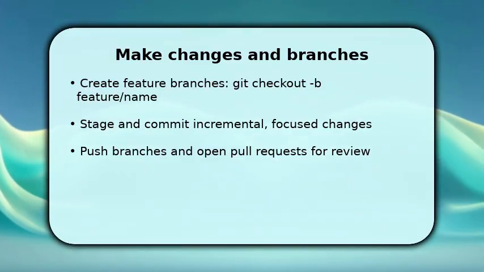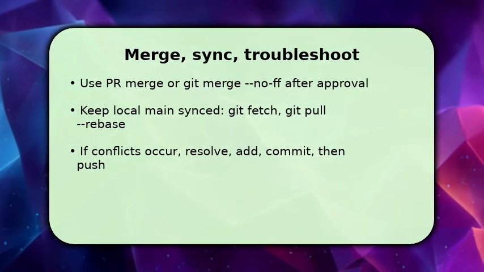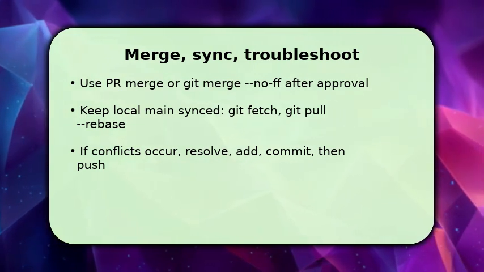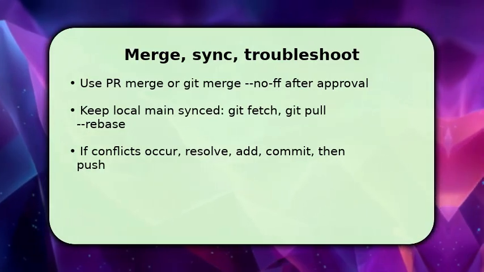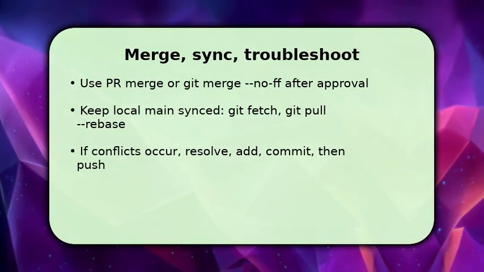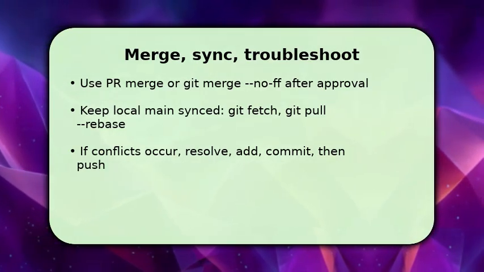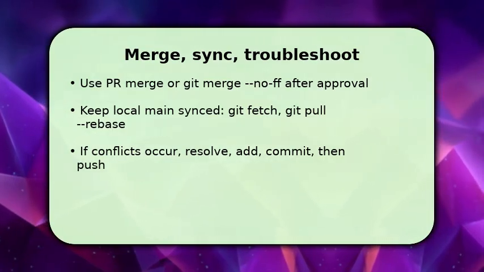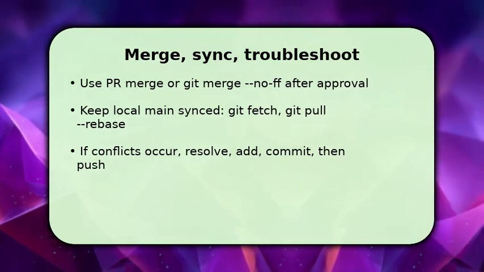You finish by merging approved pull requests into main or performing git merge --no-ff locally to preserve history. You squash merges intentionally when you want a single tidy commit. Make sure to keep your local main synced with git fetch, then git pull --rebase to avoid unnecessary merge commits. If conflicts occur, stop, resolve the files carefully, git add the resolved files, then git commit to complete the merge, and git push. A key tip: if history gets messy, use reflog to find lost commits and recover them.